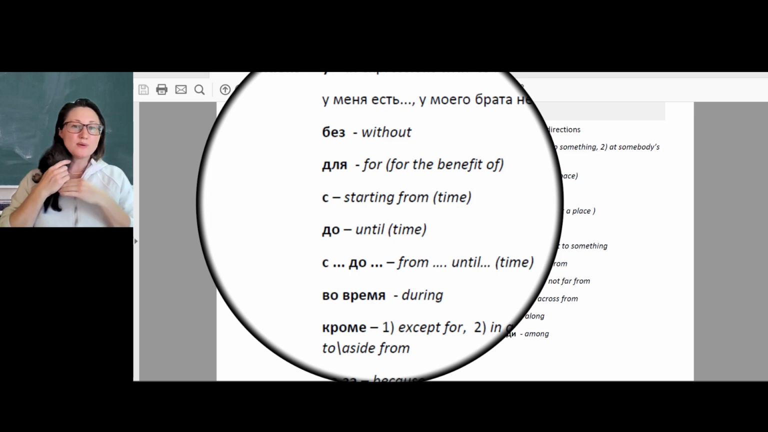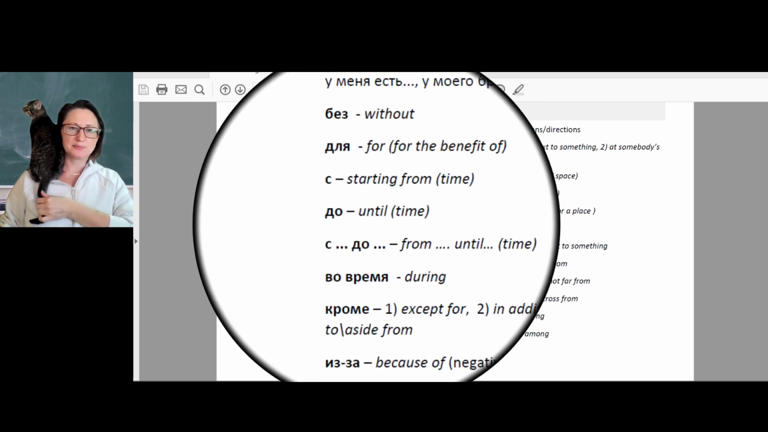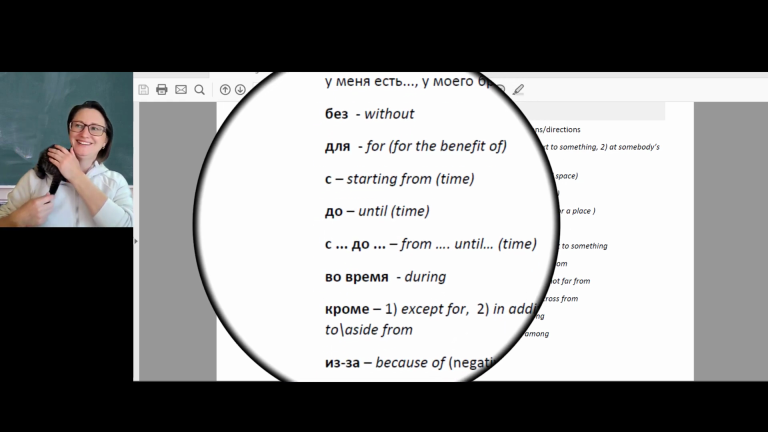Okay, so from some time, for example, from the morning. And then similarly, the preposition до.